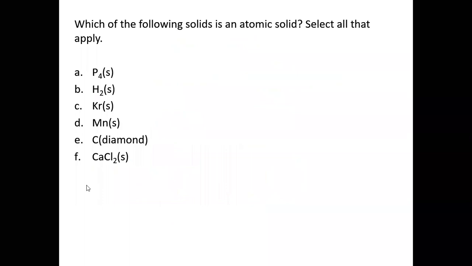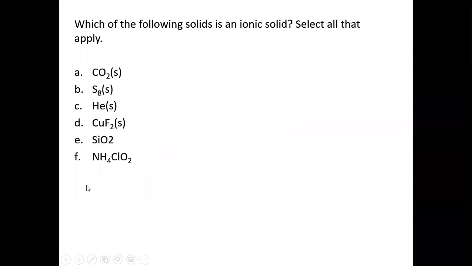We'll look at one more example of this before we move on. So here we have a question: which of the following solids is an ionic solid? Select all that apply. Here again, I'll give you a minute or two to look at these and see if you can identify which ones are ionic solids, and then we'll discuss it.